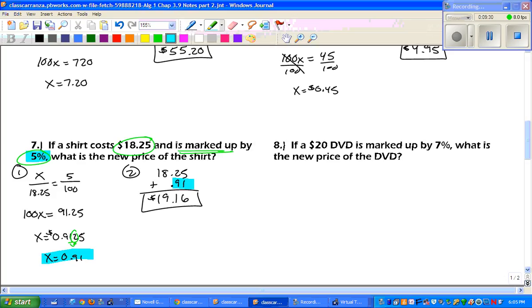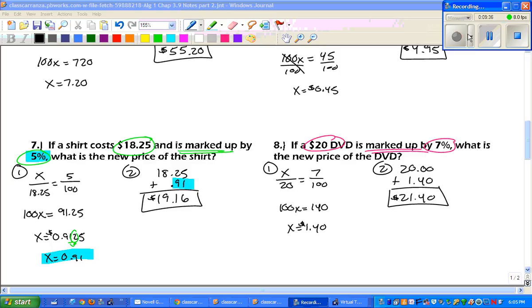All right, number 8, once again, all by yourselves. Pause the video and let's see how you do. And there we go. Setting up, x over 20 equals 7 over 100, cross multiply. And after you divide, you get $1.40. Add that to the original price, and you get $21.40.